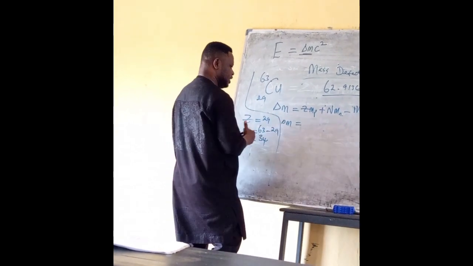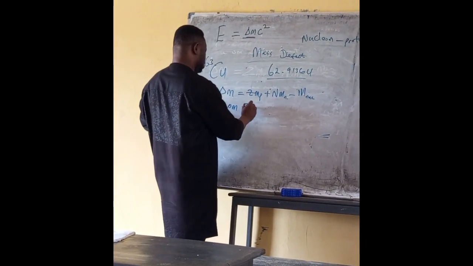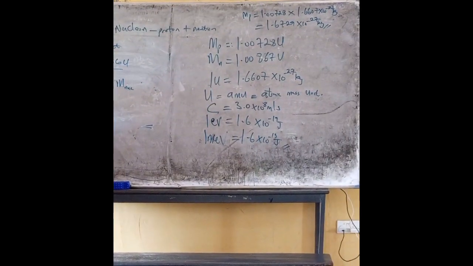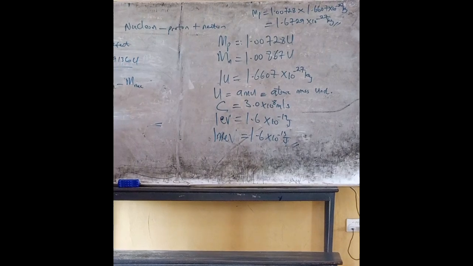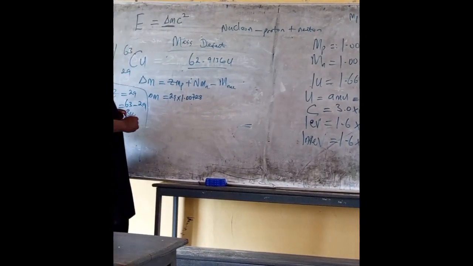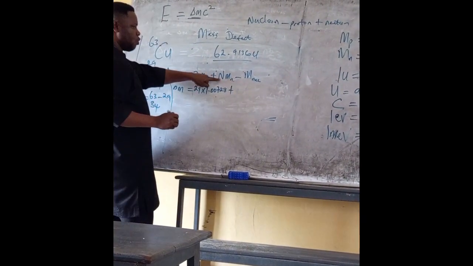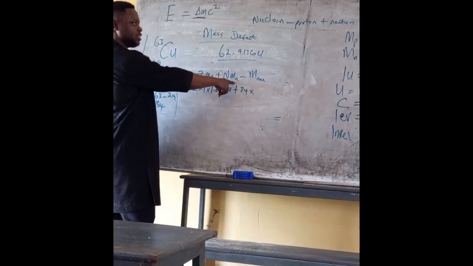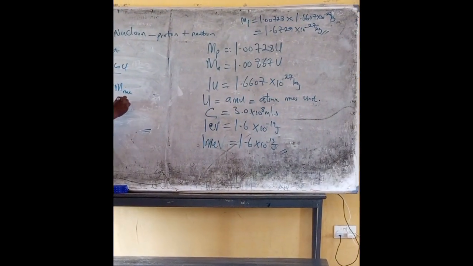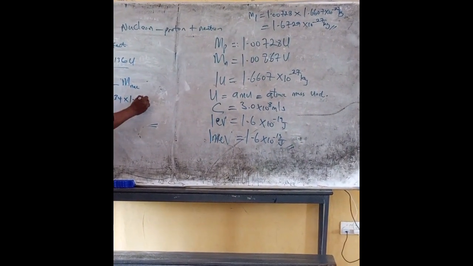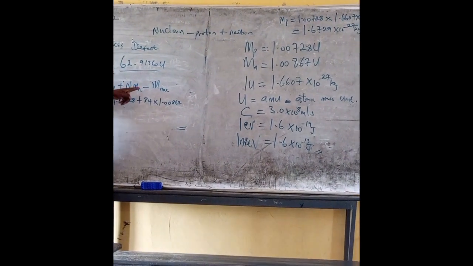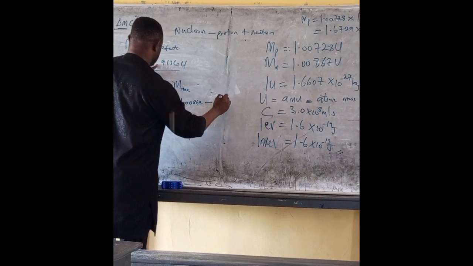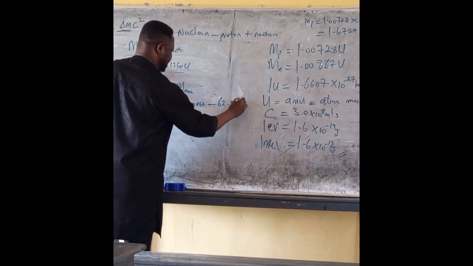So let's see. Change in M will be Z. What is our Z? 29 times the mass of proton. Mass of proton is 1.00728. Then plus N, which is 34, times the mass of neutron. Mass of neutron is 1.00867. Minus the mass of the nucleus, 62.9136 U.